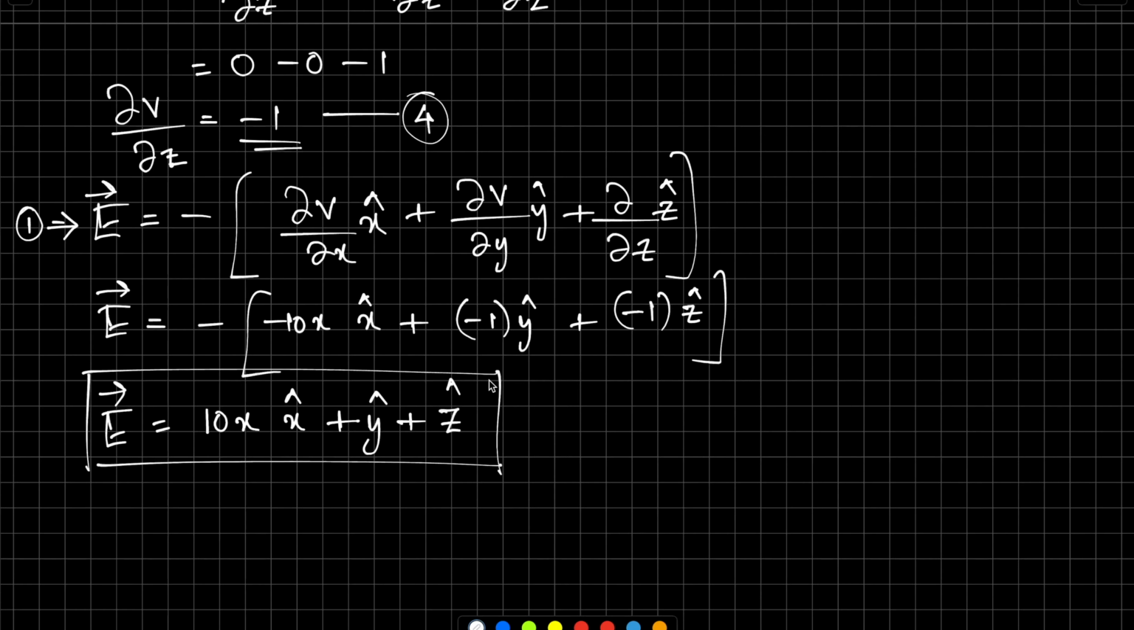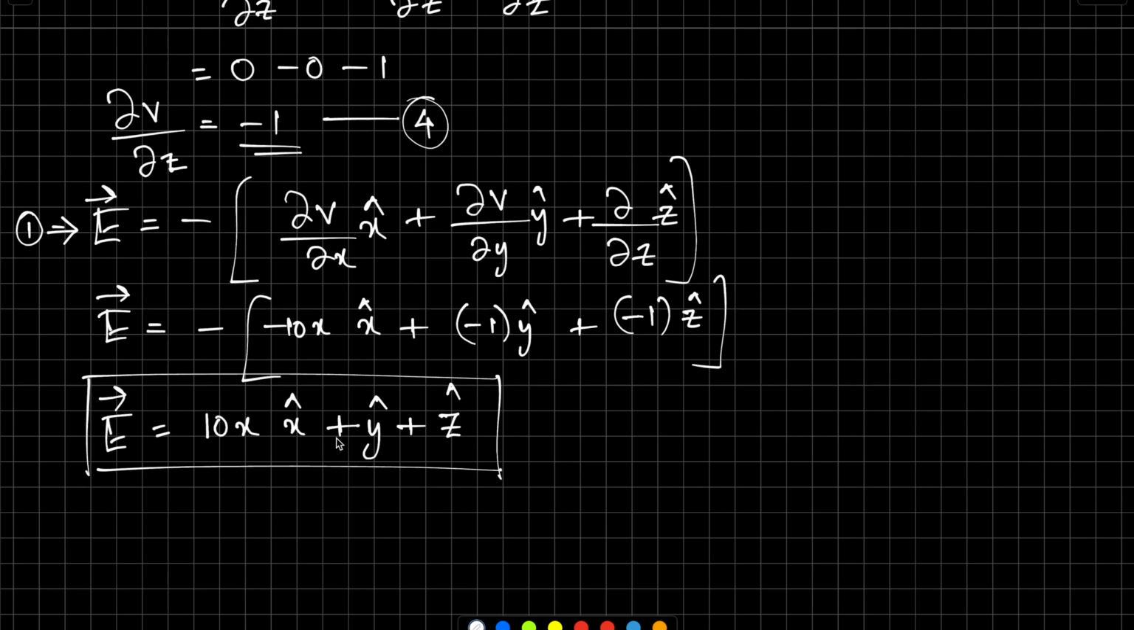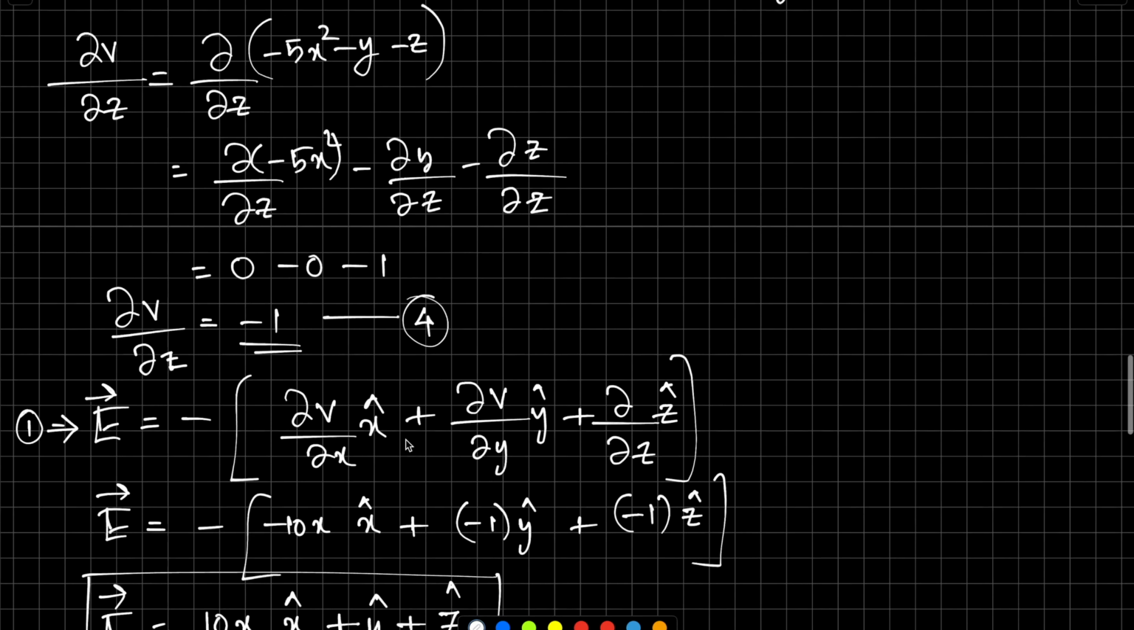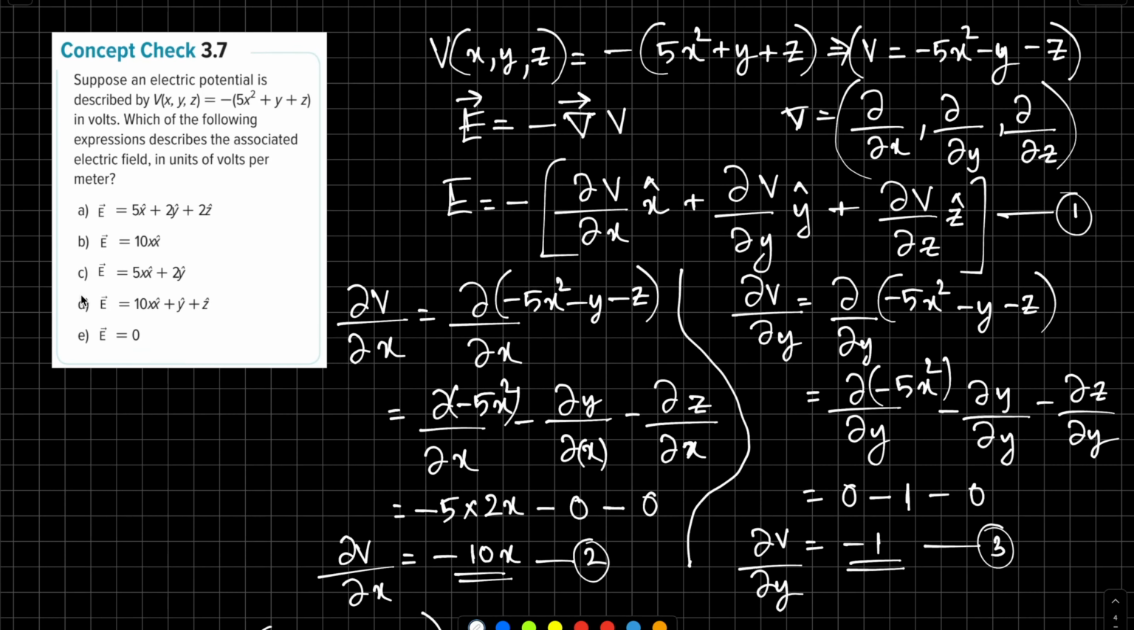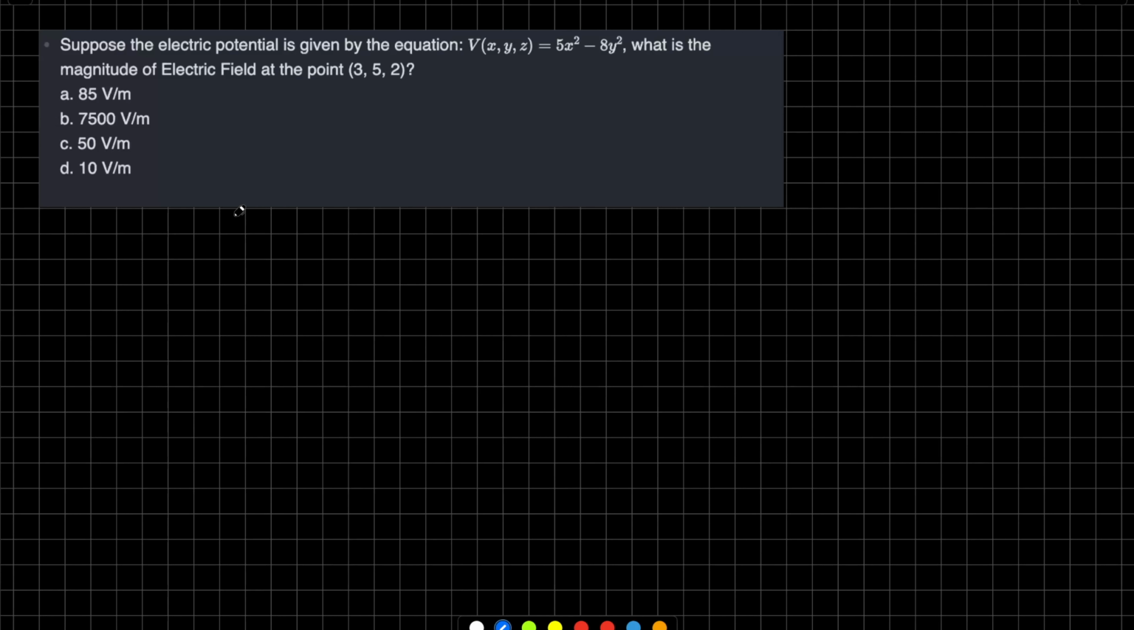That's my electric field function, 10x x cap plus y cap plus z cap. So the answer is D. Another question. Suppose the electric potential is given by the equation V of xyz equals 5x square plus 8y square. What is the magnitude of electric field at the point 3, 5, 2?